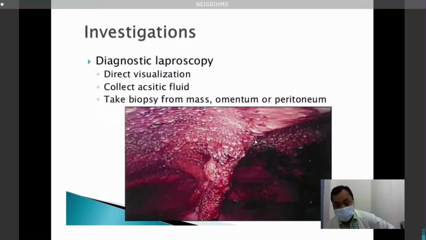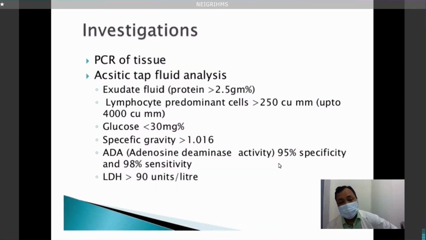Sometimes we can go for diagnostic laparoscopy, where you can see multiple nodules studded all over the peritoneal cavity and also in the bowel serosa. Then here you can take a biopsy, confirm the diagnosis and start the treatment accordingly. You can sometimes go for ascitic fluid tapping. That will be supplementary to your diagnosis.